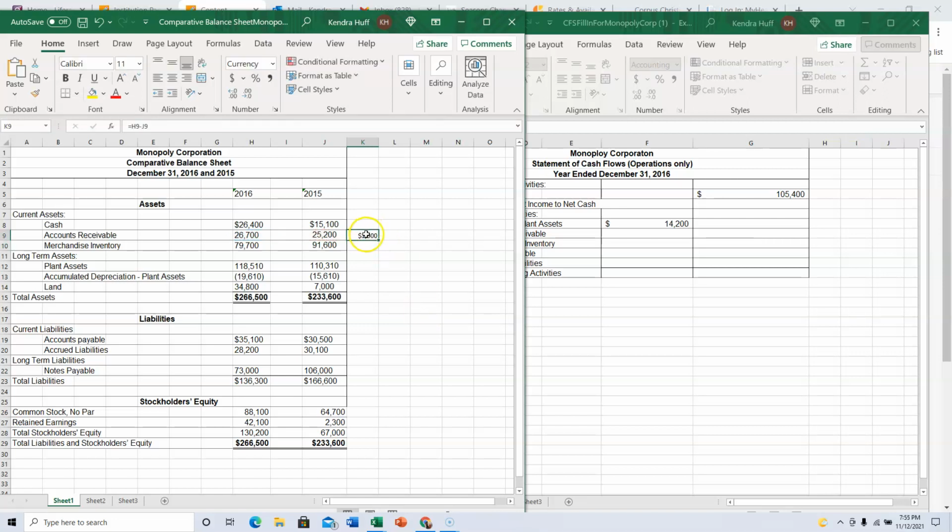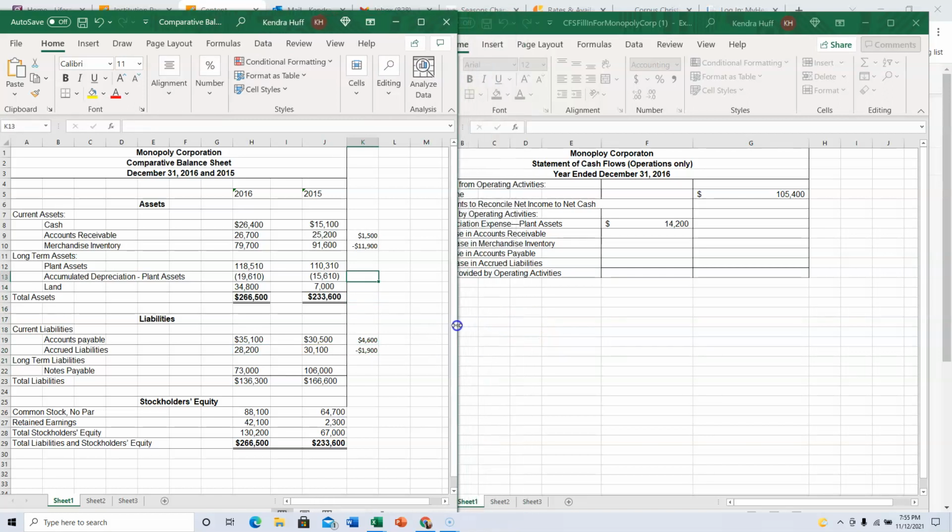All right, so accounts receivable went up by 1,500. Then you're going to do the same thing for merchandise inventory, 2016's number minus 2015's. All right, we only need to do current assets and current liabilities. So I'm going to skip the long-term assets. I'm going to come down to accounts payable, 2016 minus 2015's number, and accrued liabilities. All right, and that's it. Those are the ones I needed to figure out.